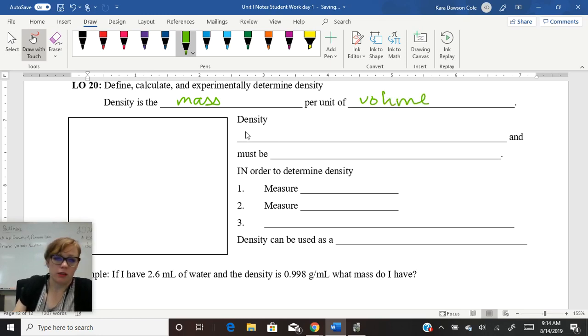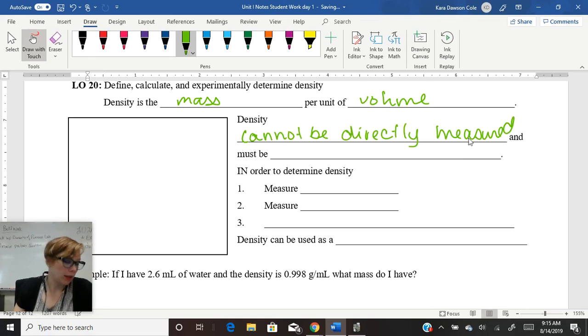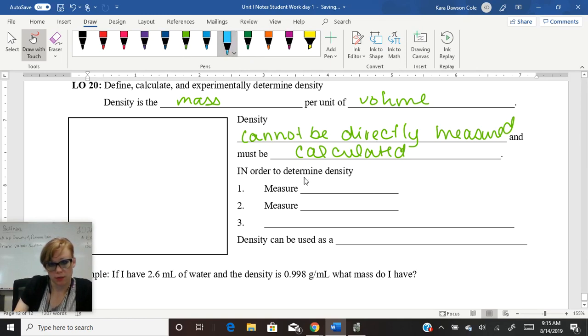Density cannot be directly measured, so it must be calculated. There's no way to actually measure directly the density. So in order to determine the density, we have to have our mass. We have to measure our volume. And then we divide mass by volume.